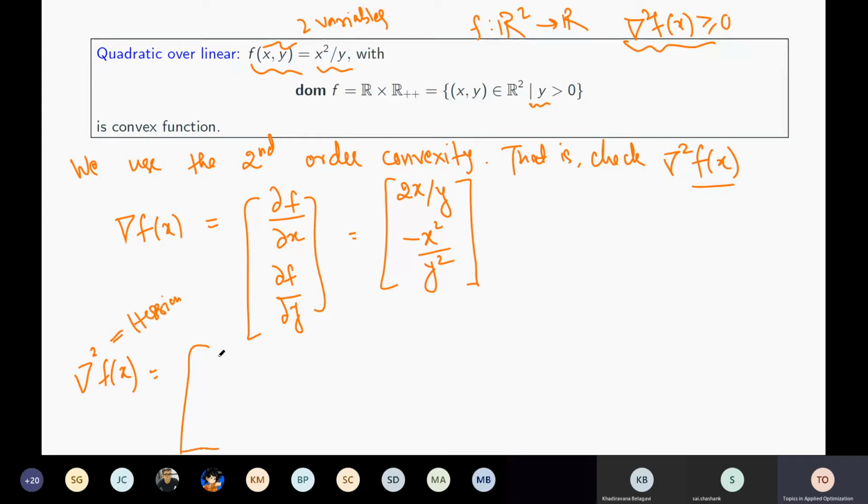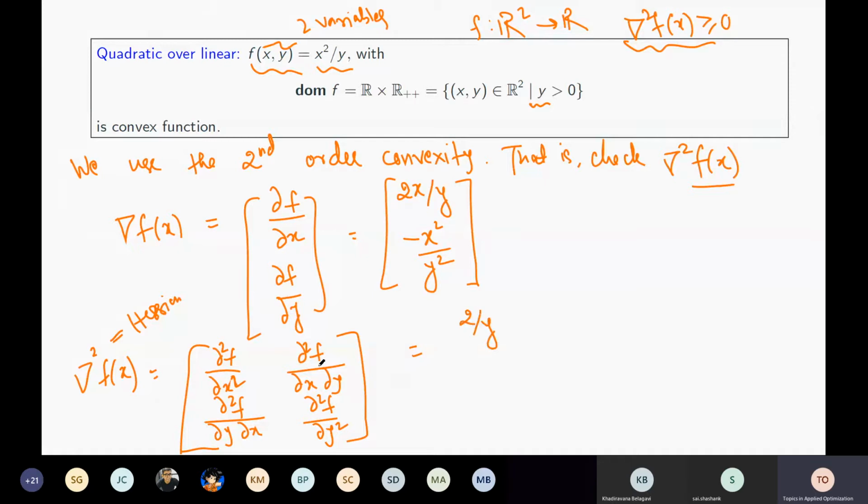Here the Hessian is ∂²f/∂x², ∂²f/∂x∂y, ∂²f/∂y∂x, and ∂²f/∂y². For ∂²f/∂x², we have done ∂f/∂x, so we have to take one more derivative of this with respect to x. This will be just 2 over y.